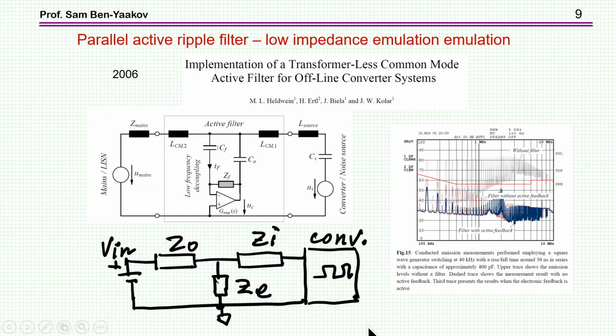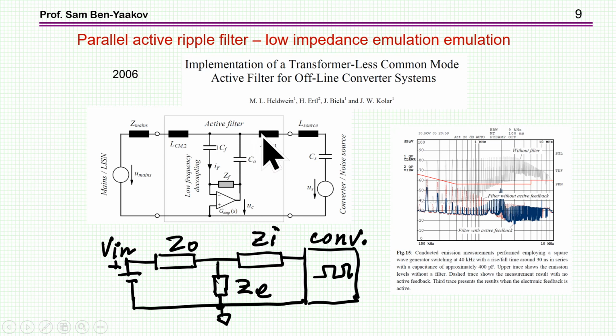Another way is the circuit shown here, from a paper written by Professor Kolar and co-workers in 2006. This is like a parallel connection. I'm going to call this a parallel active filter. What is really being done here is to emulate a low impedance. So this circuit emulates a low impedance by an active circuit, that is, by an amplifier.